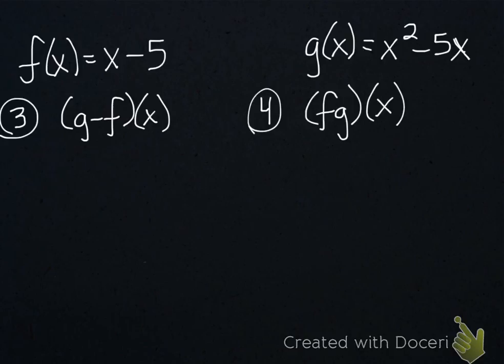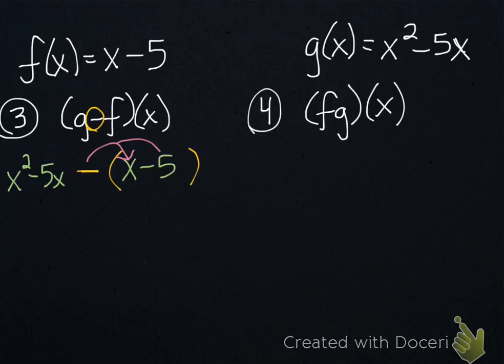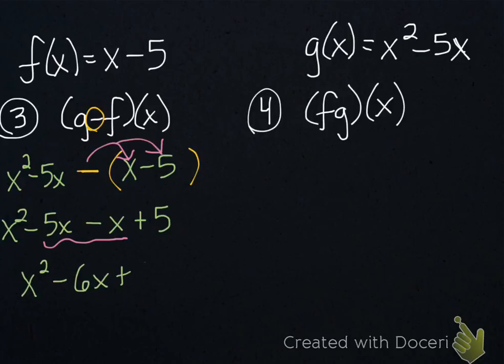Number 3. G comes first. So I have x squared minus 5x. What's the operation? Minus. So make sure you put that second function in parentheses. X minus 5. Now we know what we're going to do, right? We got to distribute that negative sign. So I have x squared minus 5x minus x plus 5. Now we have like terms to combine. So I end up with x squared minus 6x plus 5.